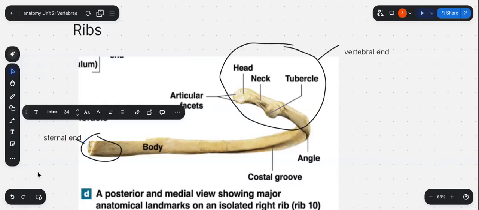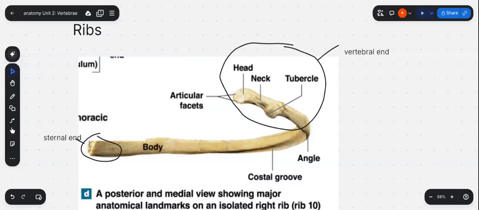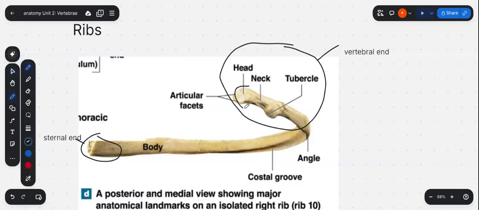So now you have the head of the rib. The head of the rib is basically just going to be this whole portion over here. Your neck is going to be right next to it. It is that whole portion in between the head and the tubercle. So the tubercle is this kind of like flat little smooth looking surface over here. That is your tubercle. It's a little bit of a projection as well.